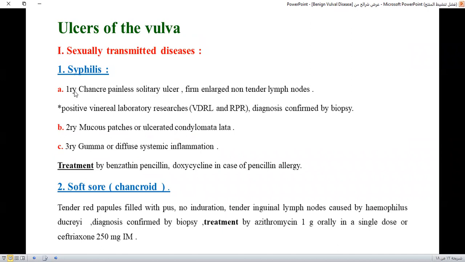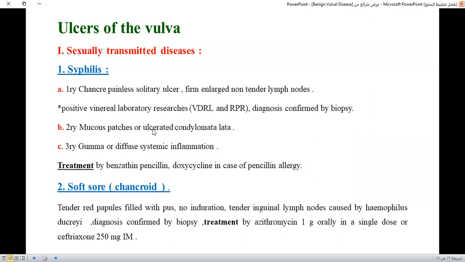We start with syphilis, either primary chancre, or secondary mucous patches, or tertiary gumma. The primary chancre feature is a painless solitary ulcer, with firm, enlarged, non-tender lymph nodes. Investigation: positive VDRL, venereal disease research laboratory, and rapid plasma reagin. These are the most important investigations to diagnose syphilis.